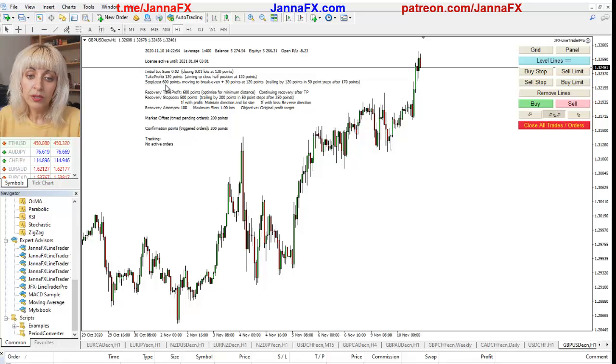Stop loss, it also shows you the settings here. Then we have recovery, which also shows you what settings you have for recovery, market offset, confirmation points, and then it's going to be tracking. Right now you see no active orders. I dropped it on the chart and nothing is going to happen. It's not going to trade anything automatically, because the settings in there are the default settings, which are completely changeable.